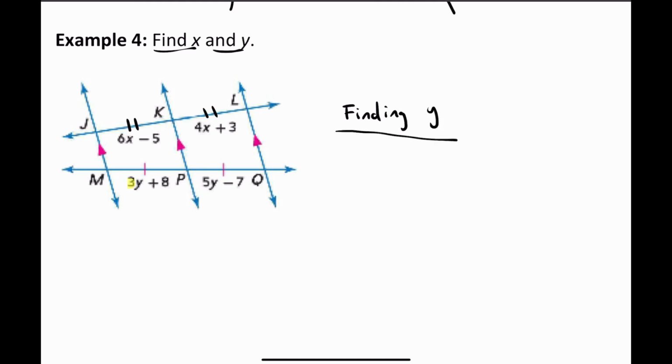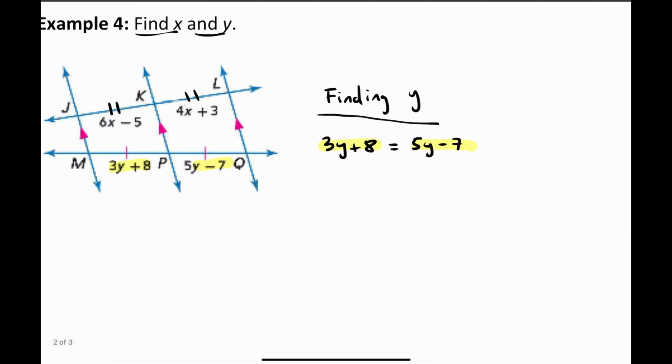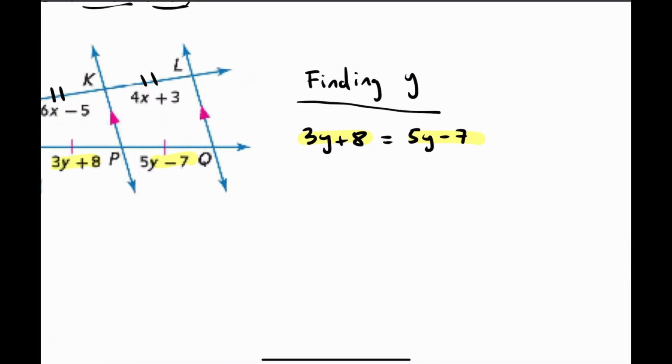I know that these segments here are congruent. So 3y plus 8 is equal to 5y minus 7. Then I'm going to do my basic algebra. What's 8 plus 7? That's 15. And I set that equal to 2y because I'm subtracting 3y from both sides. So 15 divided by 2 is 7.5. That's the value of y.